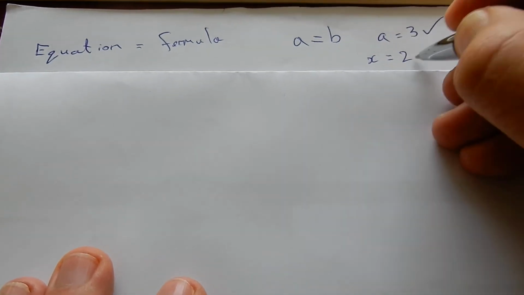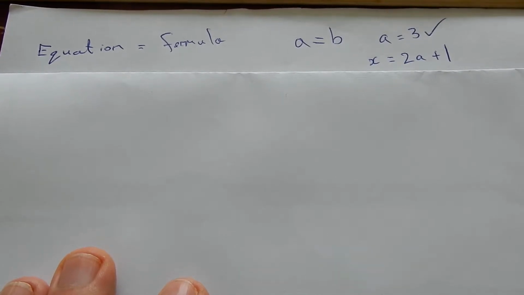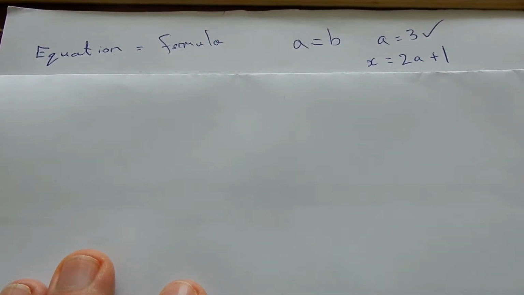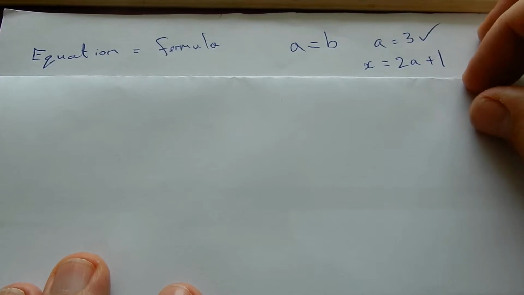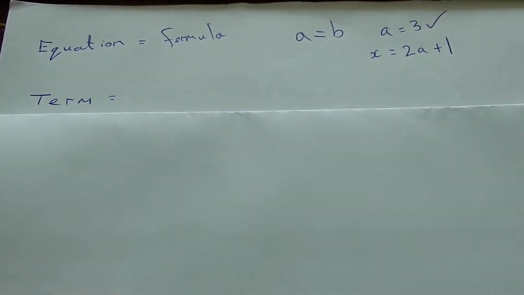X equals 2a plus 1. There's a formula. There's an equation. An equation or a formula is something with numbers and letters and an equals. Something on both sides of the equals. That's an equation.